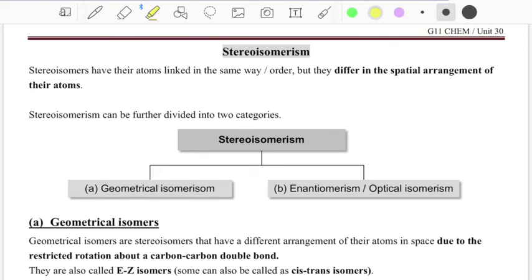In today's lesson, I'm going to introduce stereoisomerism. Stereoisomers have their atoms linked in the same way or order, but they differ in the spatial arrangement of their atoms. There are two categories that we need to learn. The first type is called geometrical isomerism. The second one is called enantiomerism or optical isomerism. Today we are going to focus on the first type, geometrical isomerism.